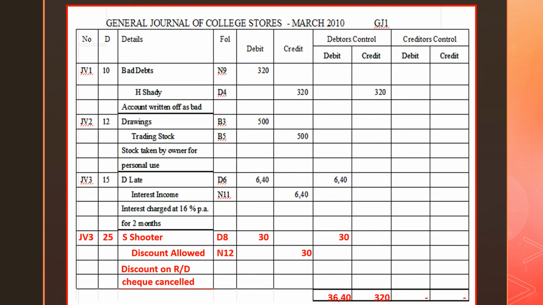We then total our debtors control columns. We add 6 Rand 40 plus 30 Rand, which gives us 36 Rand 40, and we total the debtors control credit column, which gives us 320. Let's post.